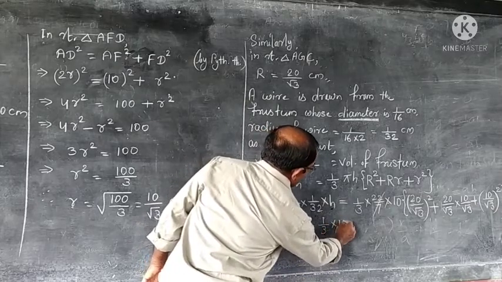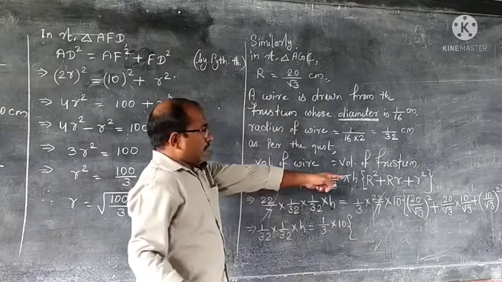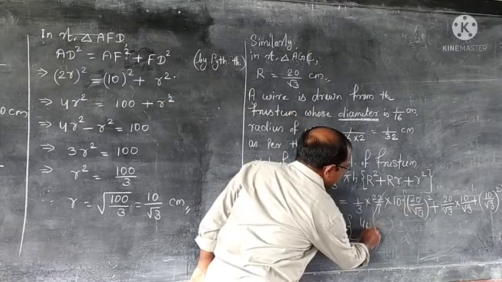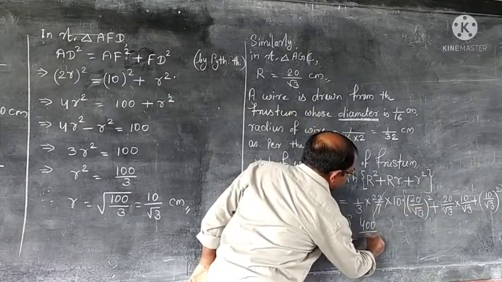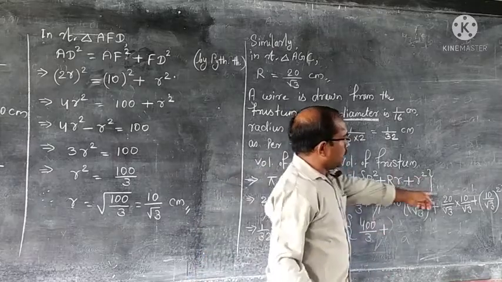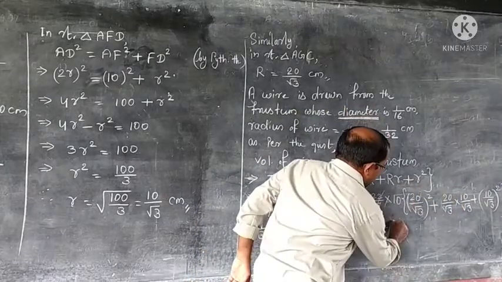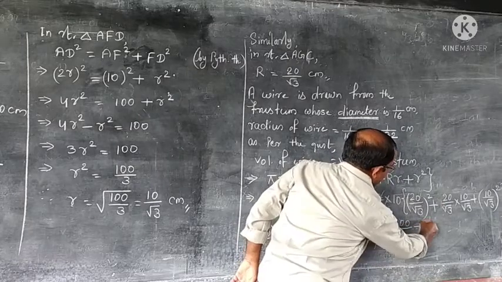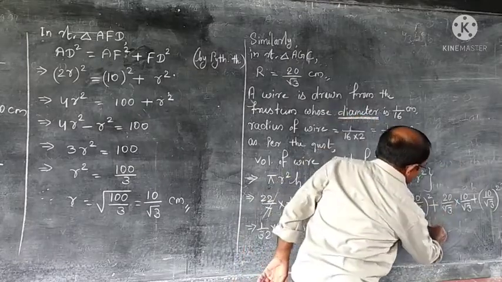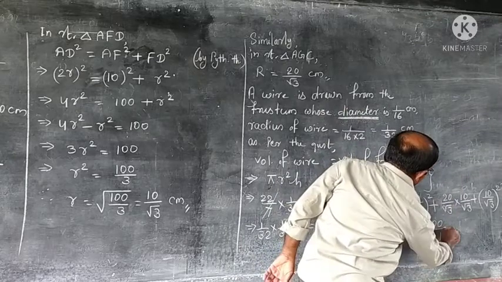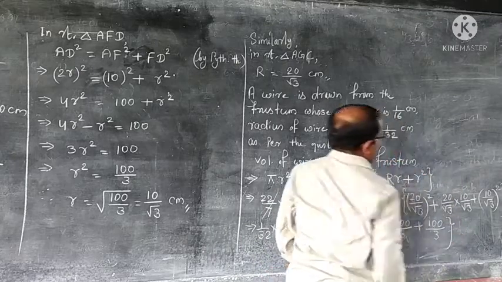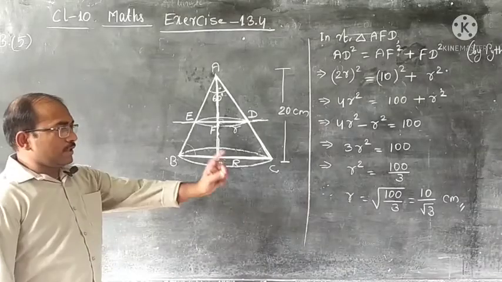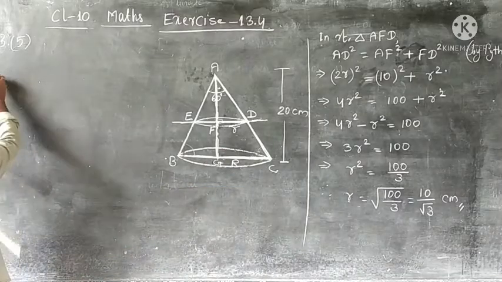1 by 3 into 10. Look at the inside of the bracket. 20 square will be 400 and root 3 square will be 3, plus 20 into 10, simple calculation here is 200 root 3 into root 3 is 3, plus 10 square 100 by root 3 square 3. So we have reached this step. So let's continue that calculation.